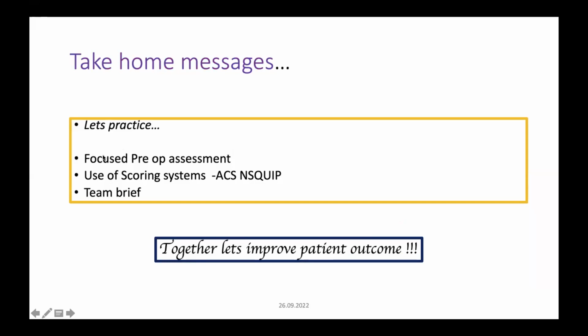Right. So these are the only take-home messages I wanted to give. I didn't want to burden you all with anything else. We should do a focused pre-op assessment to identify the problems, come down to a problem list and find solutions to them, and use the scoring systems. Try to start using this ACS NSQIP scoring for any major surgery like esophagectomies and gastrectomies. This is not only for liver resections, but for any major surgery.